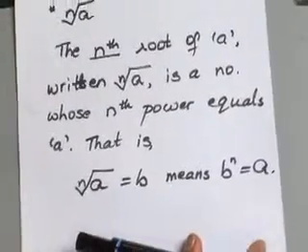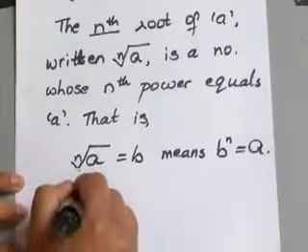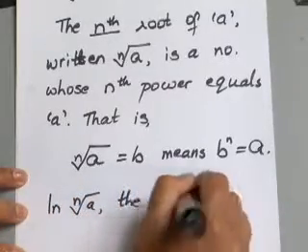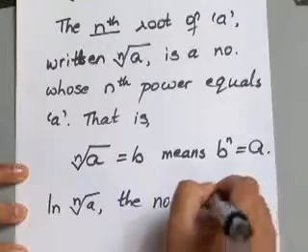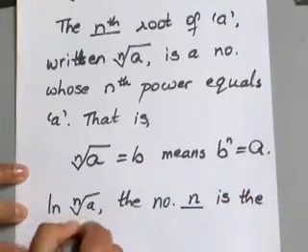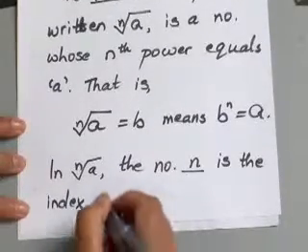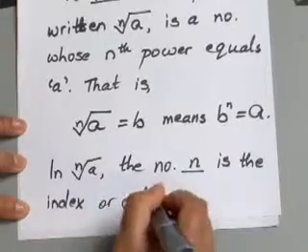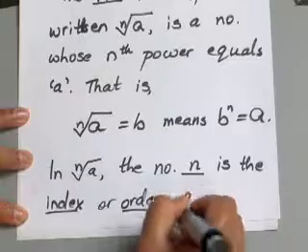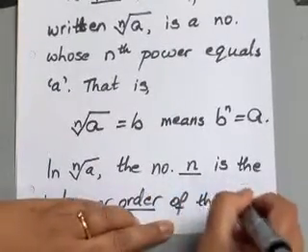Now, as I was telling you, n is what we call the index or the order of your radical. Okay, so either one of those words, you may hear me using index or order of your radical.